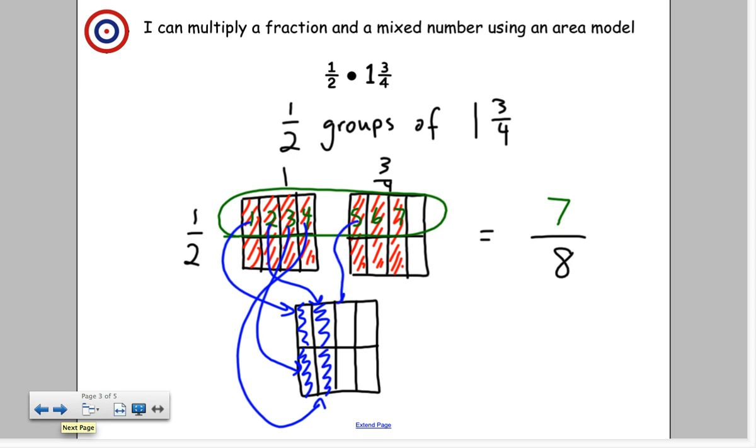All right, let's see. 5, 6. Come all the way around here. There we go. And 7. Oh, sure. Look at that. It is exactly 7/8. So I know that 1/2 times 1 3/4 is 7/8.